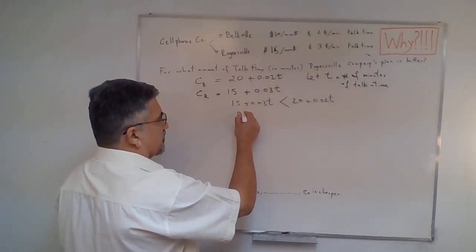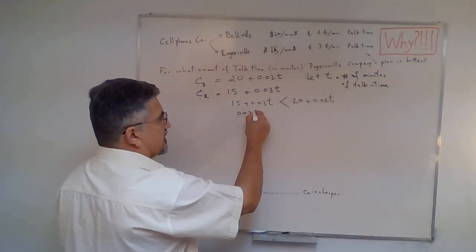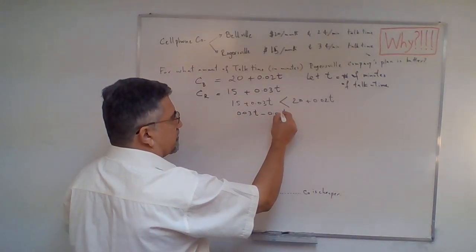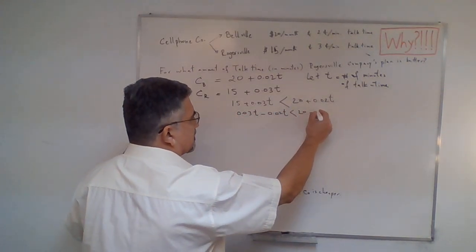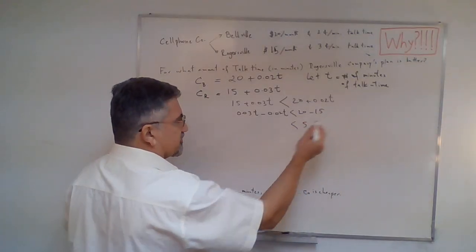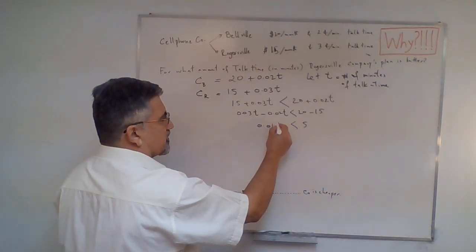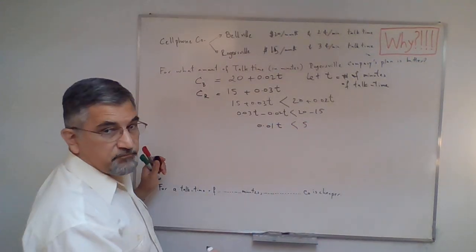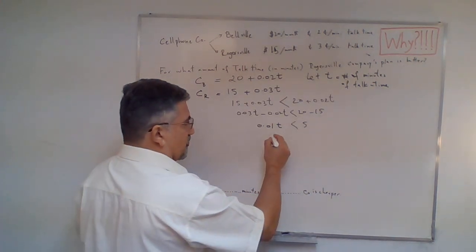We're going to say 0.03t minus 0.02t, and that's 20 minus 15. So we end up with 5 on the right side and 0.01t on the left side. You have to divide both sides by 0.01.